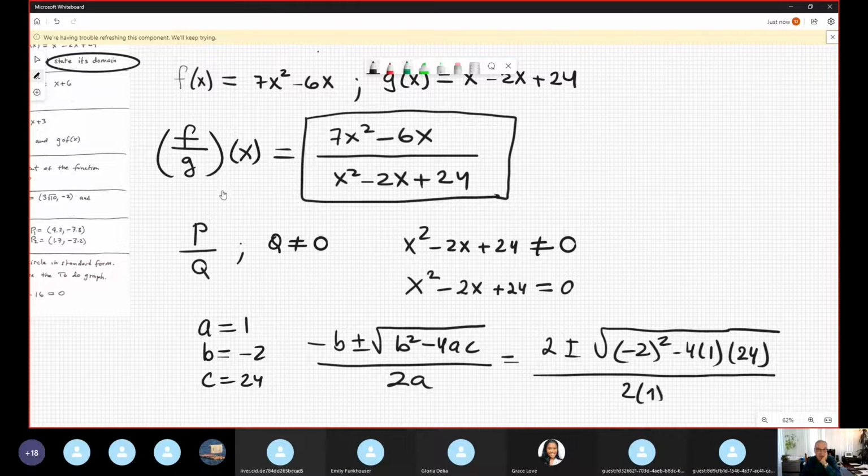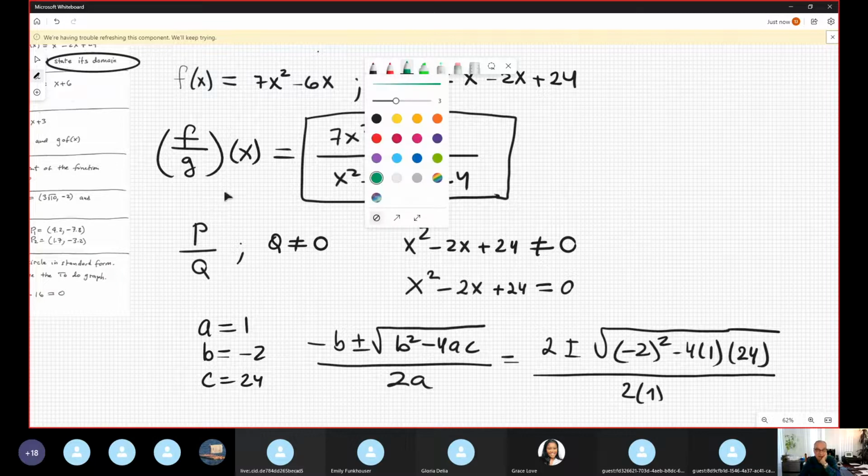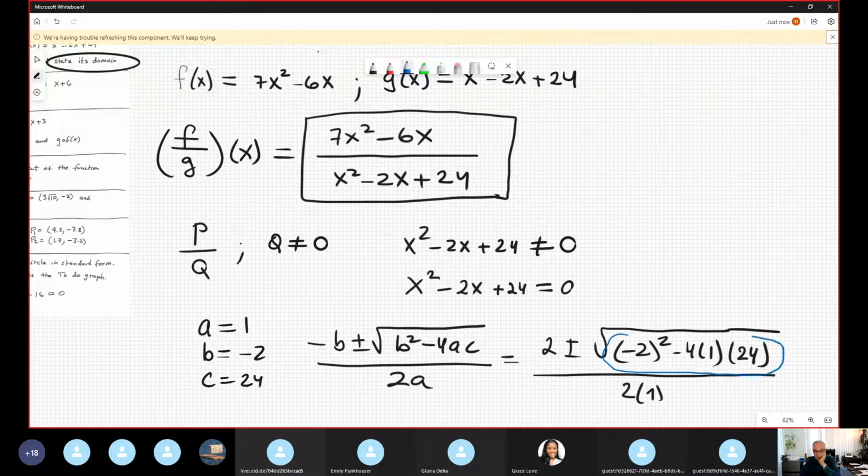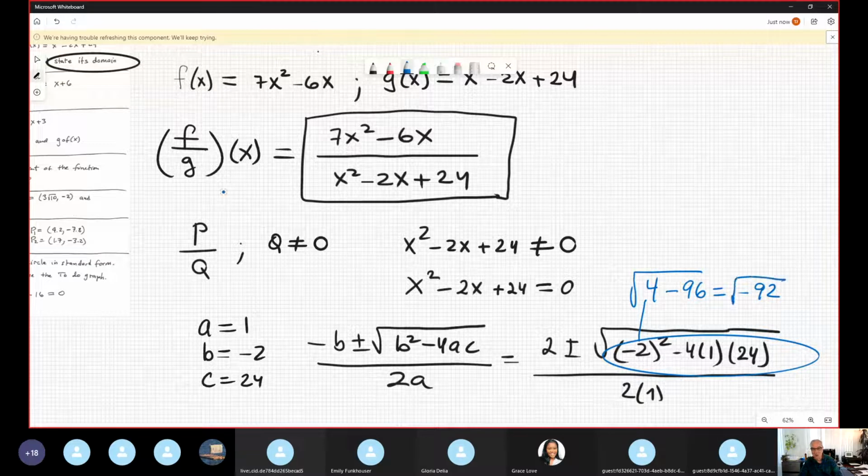So you focus as always on the operation inside the radical. Negative 2 squared is positive 4, minus 4 times 24. Let me check it in the calculator. 4 times 24 is 96. So 4 minus 96 is minus 92. Inside the radical, it gives me an imaginary number.